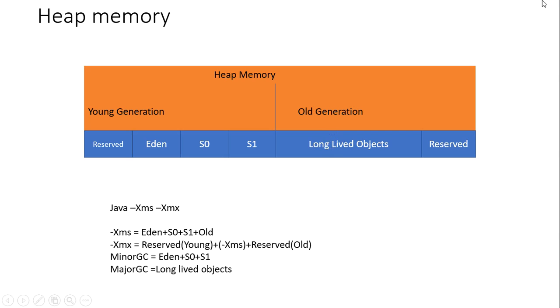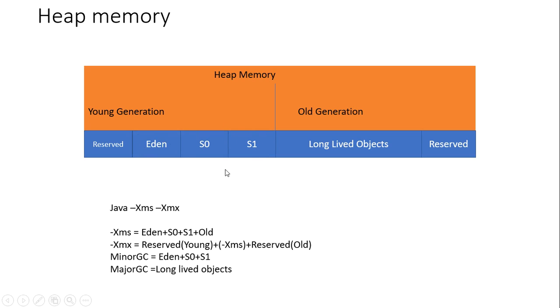In garbage collection there are two types of cycles that happen: one is minor GC and another is major GC. Minor GC will evict the objects that are present in Eden, S0 and S1. Evict means it will remove them.